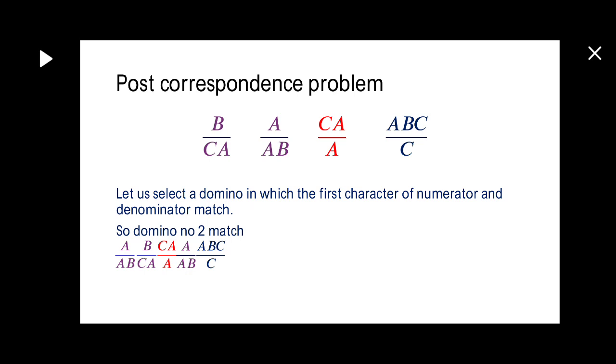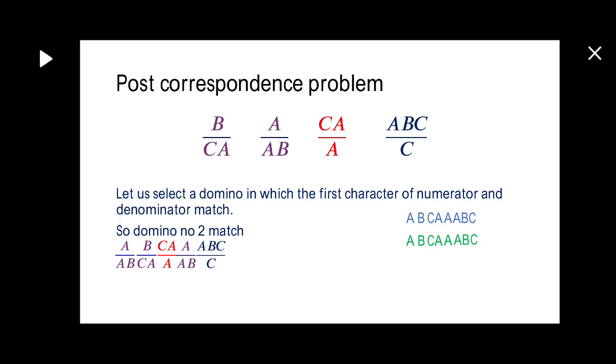Now we will just put the numerator strings one by one, domino-wise. First numerator A is there, and second numerator B is there. Third again you have CA. Fourth you have A, and fifth you have ABC. So this is the order which we have arranged. Now we will go for the denominator. Denominator first you have AB, second you have CA, third you have A, fourth you have AB, and fifth you have C. Now when you check it out, the numerator and denominator match with each other.